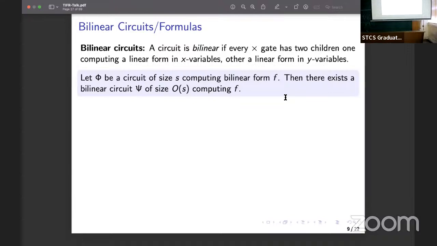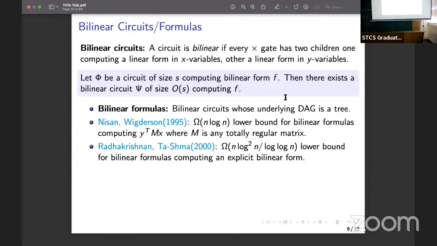What Nisan and Peterson observed is that any circuit can be bilinearized with a constant blowup in size. If you start with a circuit that computes a bilinear form, then there is another circuit where every product gate has this property and computes the same polynomial, but with only a constant blowup in size. So now if you want to prove lower bounds, you can work with bilinear circuits and the lower bound will directly translate to general circuits.